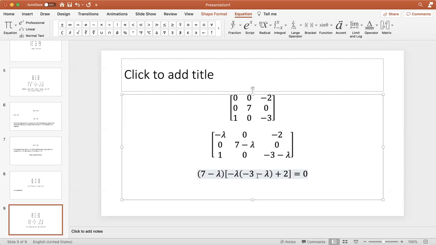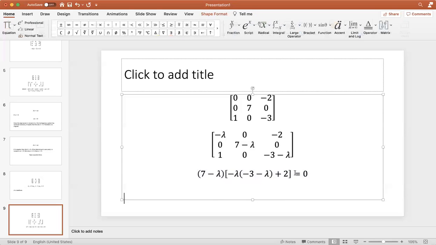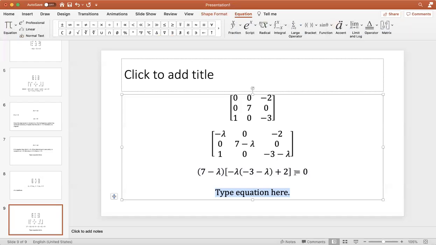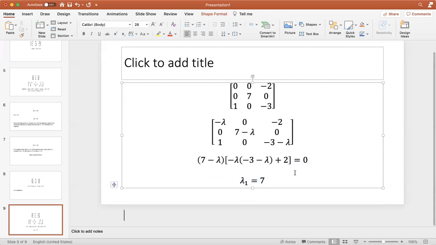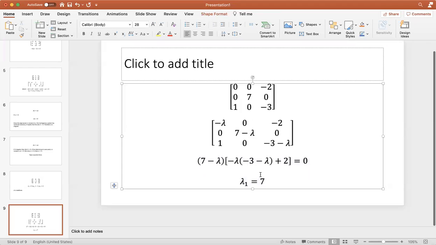In this particular form, you already have an idea of what lambda is. You have two factors here. This is a product of the binomial 7 minus lambda times this term. So essentially, our first eigenvalue is already solved. Our lambda 1 would be equal to 7, since 7 minus lambda is 0.